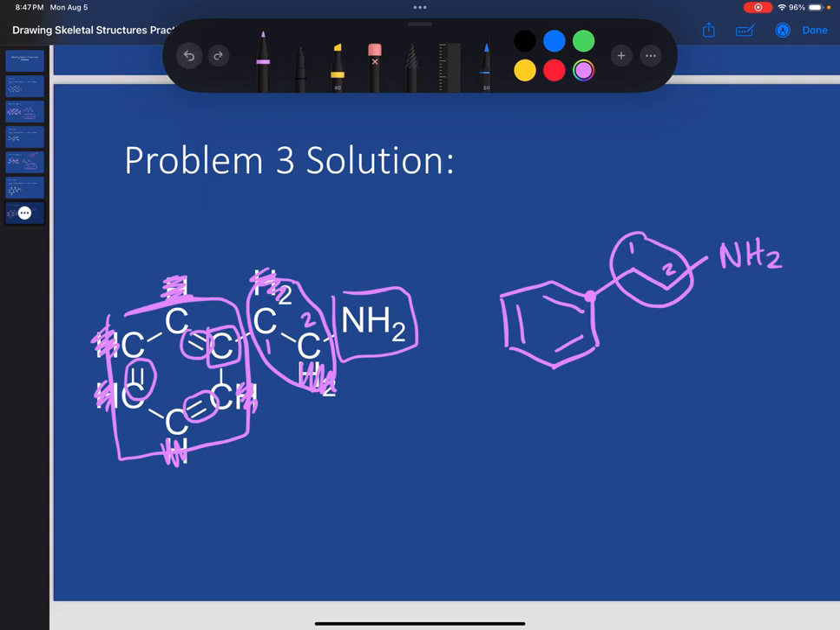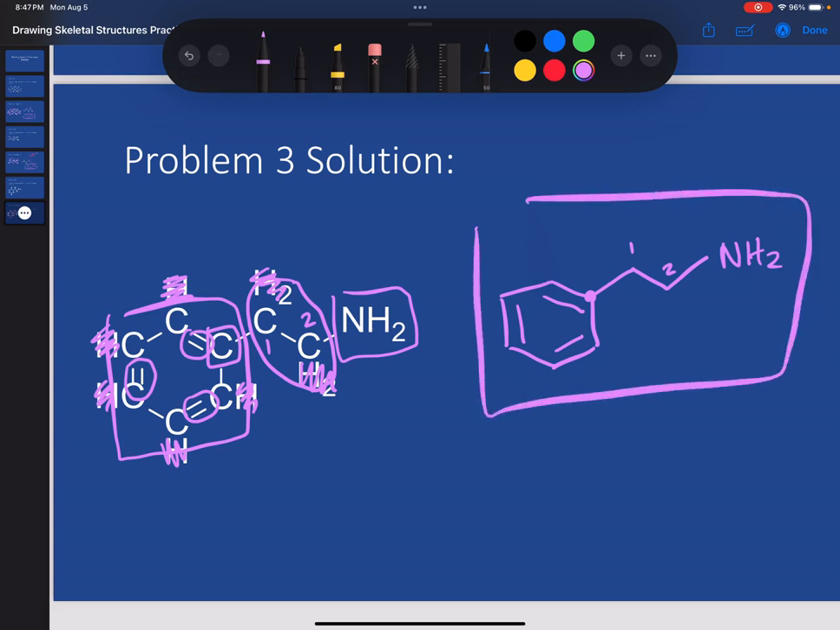All right, so that is how we draw our skeletal structures from our Lewis structures. Hopefully that wasn't too bad.